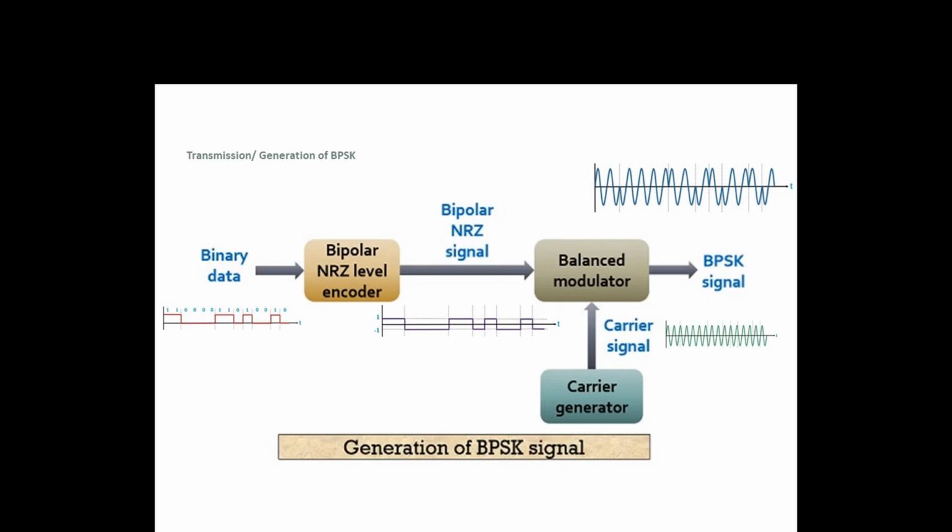Okay, so our input is bipolar non-return to zero level format. Then it will go to a balanced modulator. The another input of the balanced modulator is carrier signal, analog carrier signal.